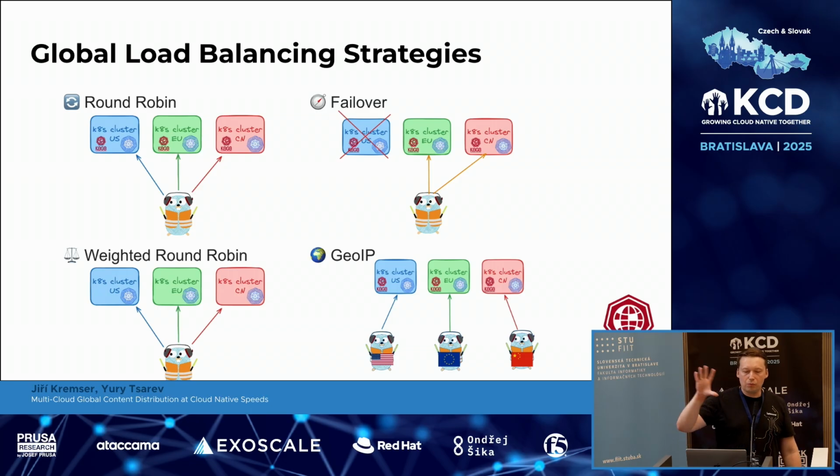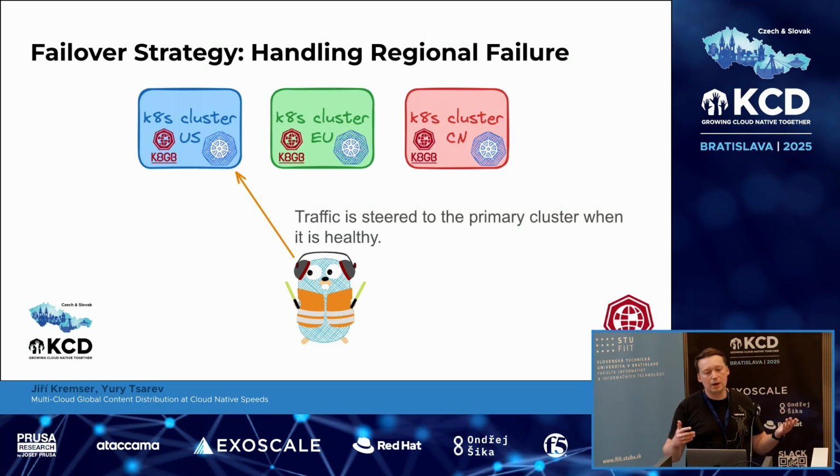Now to the more feature functionality part, on the support of different global load balancing strategies. We actually support 4 of them: round robin to spread the traffic, weighted round robin, failover, and GeoIP. We can focus first on the most popular one, failover, which is also the most straightforward and easy to understand. Assuming we have 3 clusters, KGB is installed on each of them, and we have 3 locations: United States, Europe, and China.